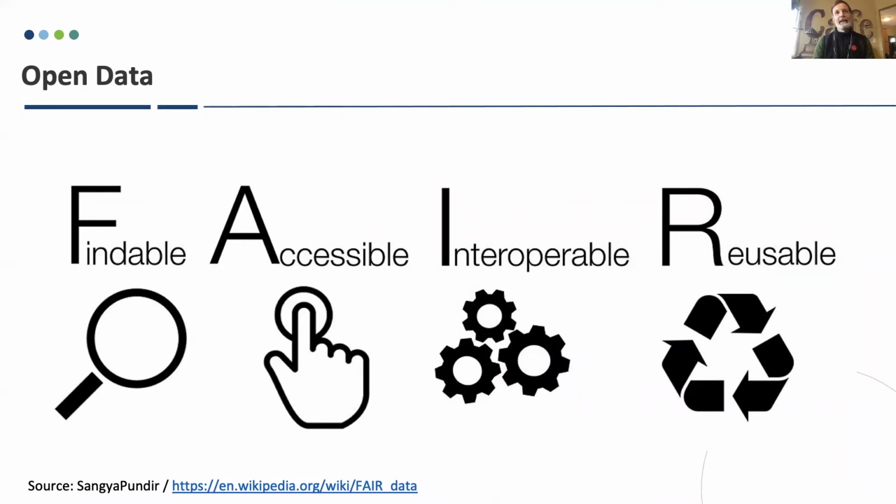So, FAIR data are findable, accessible, interoperable, and reusable. And what that means is that it's not enough to just make the data downloadable, but it helps to have it easily discoverable or findable. And then once you have it, having the proper metadata and structures so that it's readily interoperable without a whole lot of human intervention, and then reusable by others.